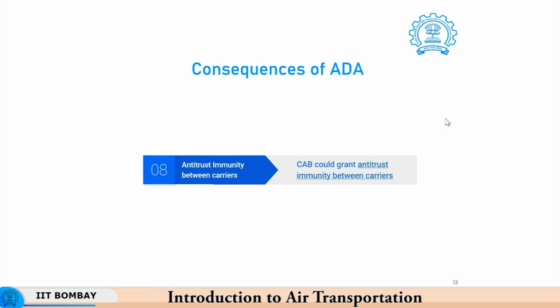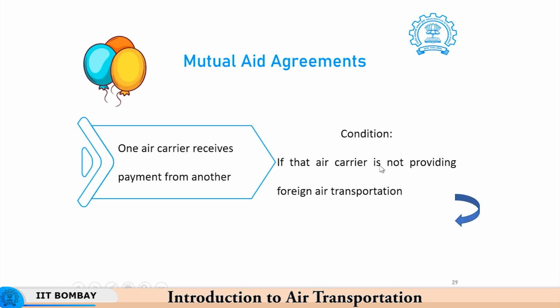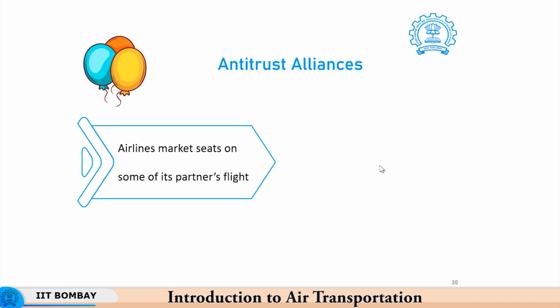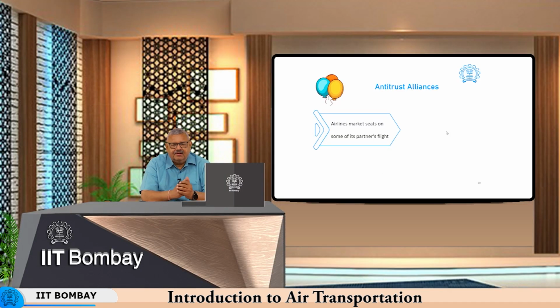Similarly, there were antitrust immunities between carriers which were granted. Antitrust alliances basically mean the airline can market seats on some of its partners' flights. For example, if there is an agreement between airline A and airline B, then airline A is permitted by airline B to sell some of the seats that it is offering. B allows A to sell those seats because A has a captive base of customers. So, B says that okay, some of my seats you are allowed to sell. So, this is great.